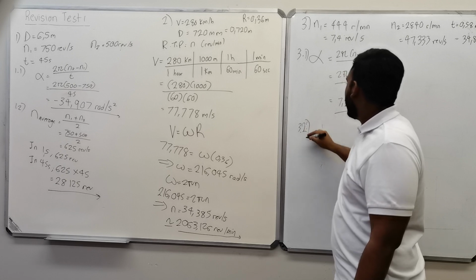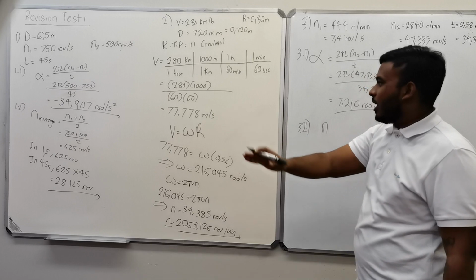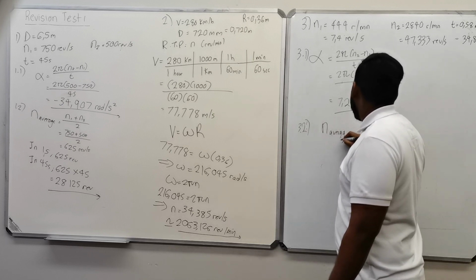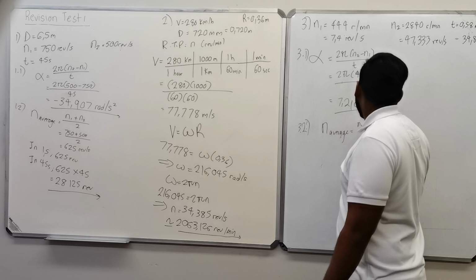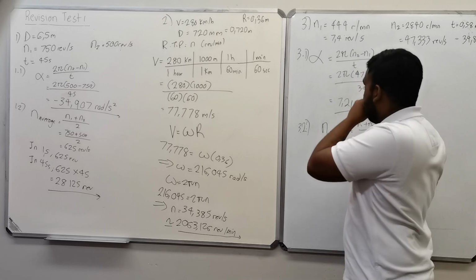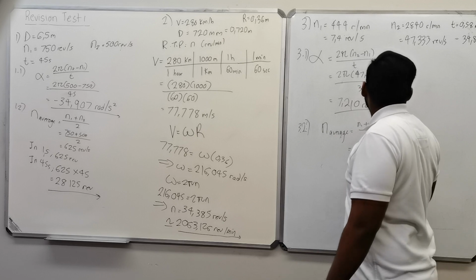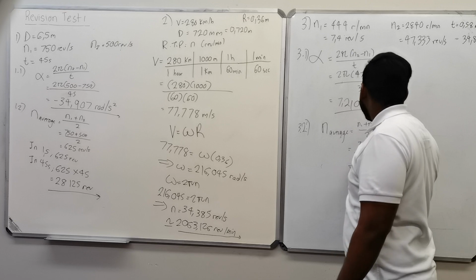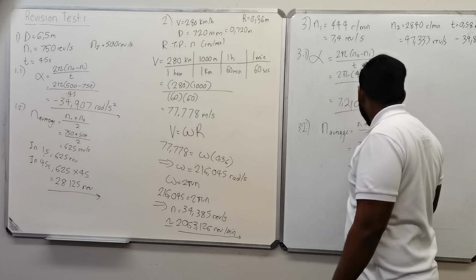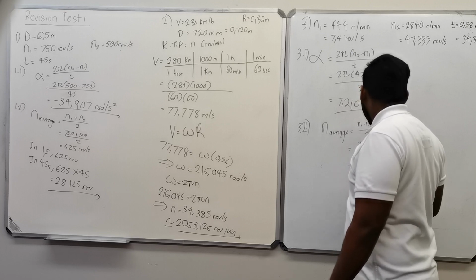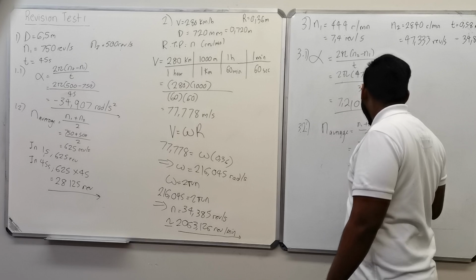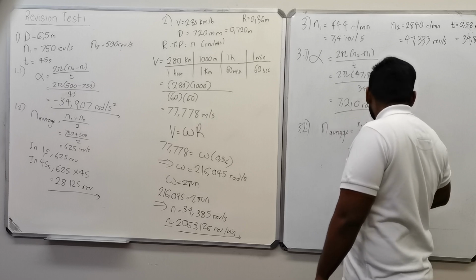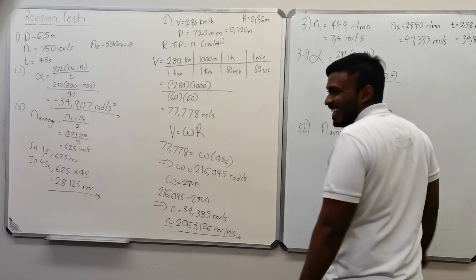Now the number of revolutions. You say exactly like how you did that one, right? N average is equal to N1 plus N2 all over 2. 7.4 plus 47.333 all over 2, which is 27.367.